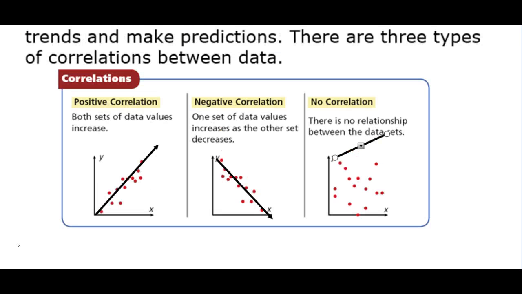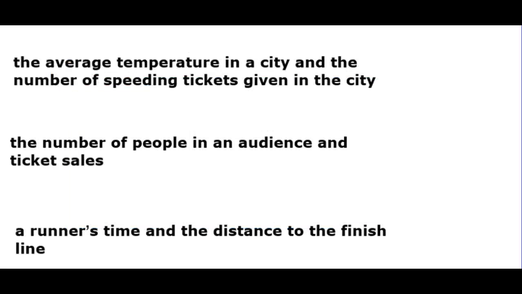You don't always have to have a graph in order to figure out what the correlation is. Sometimes you can tell simply by the relationship and using common sense. So here are some examples. Remember, a positive correlation means that as one increases, the other one increases. A negative correlation means that as one increases, the other one decreases. They go in opposite directions. And no correlation means that they really have no effect on each other whatsoever.